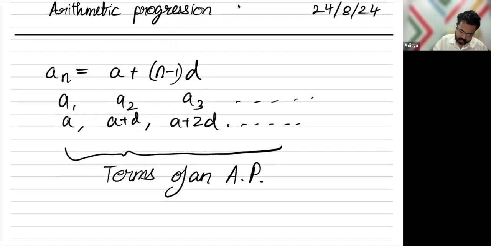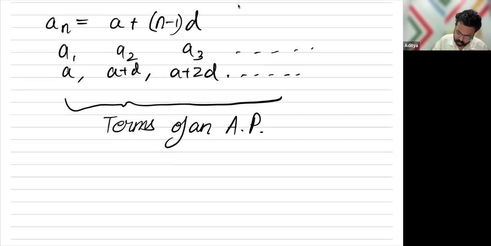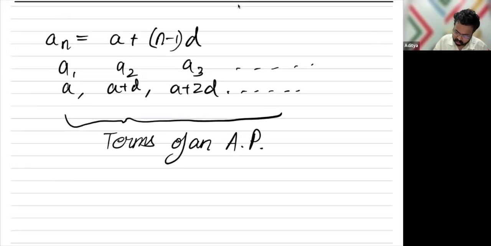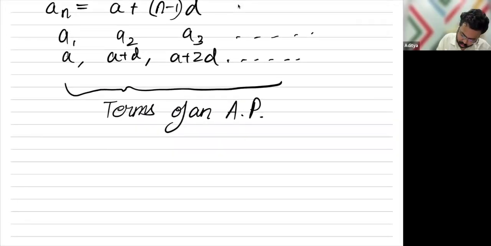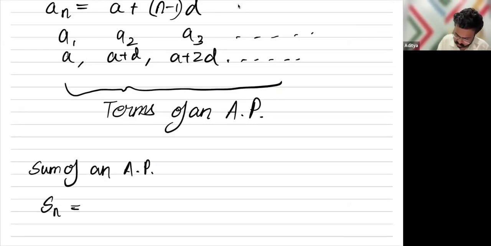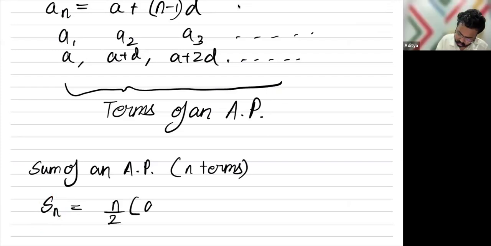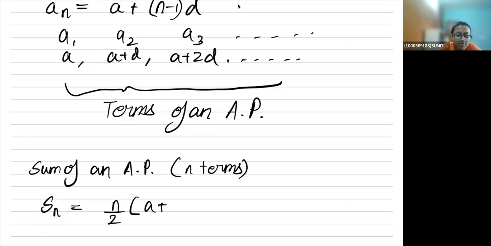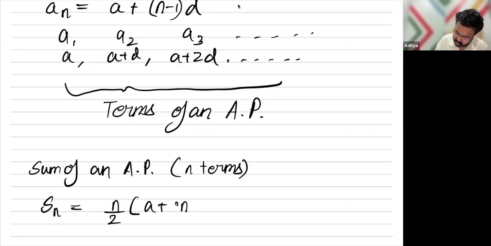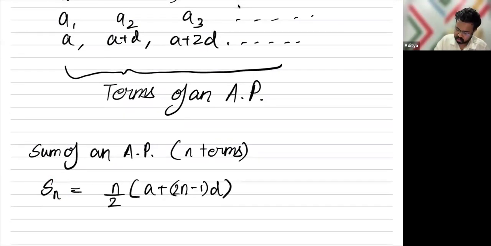There are a few formulas for the sum of such a series. I'll not be proving them right now, but the sum of an AP can be written as Sn equal to, this is the sum of n terms of an AP. It can be written as n upon 2 into 2a plus (n minus 1)d.